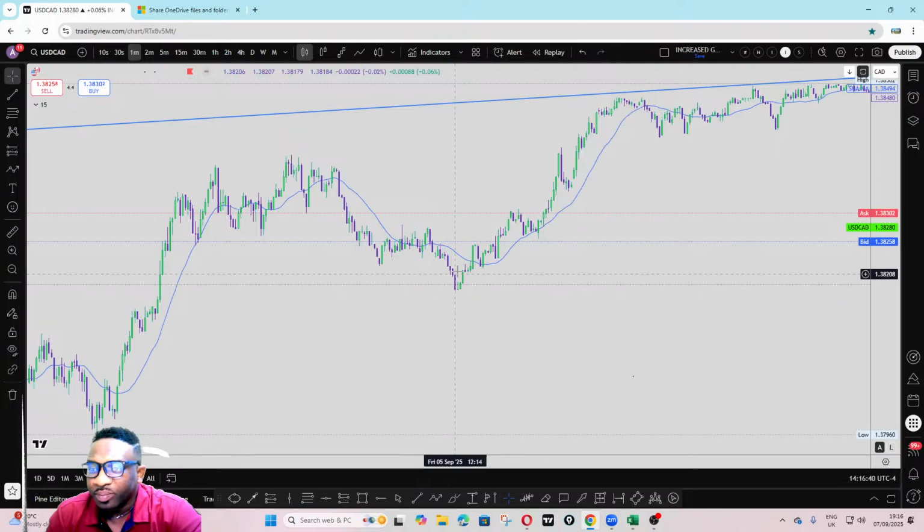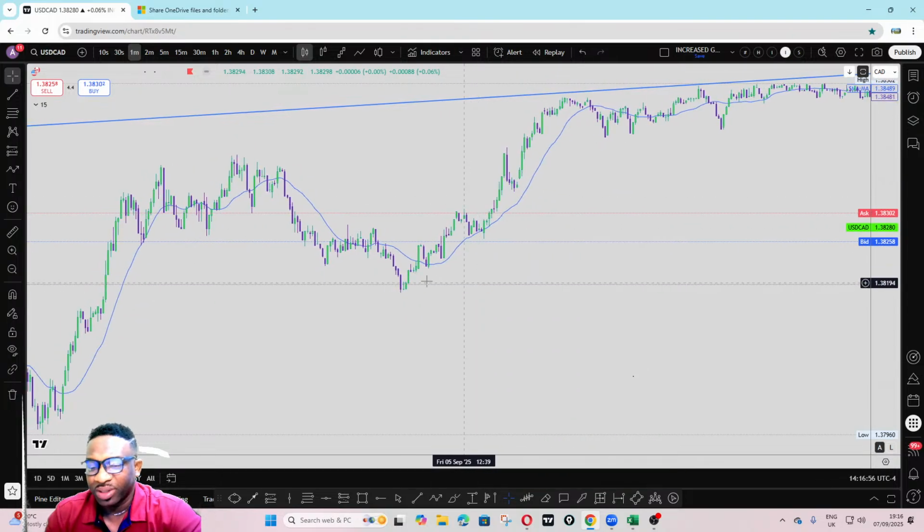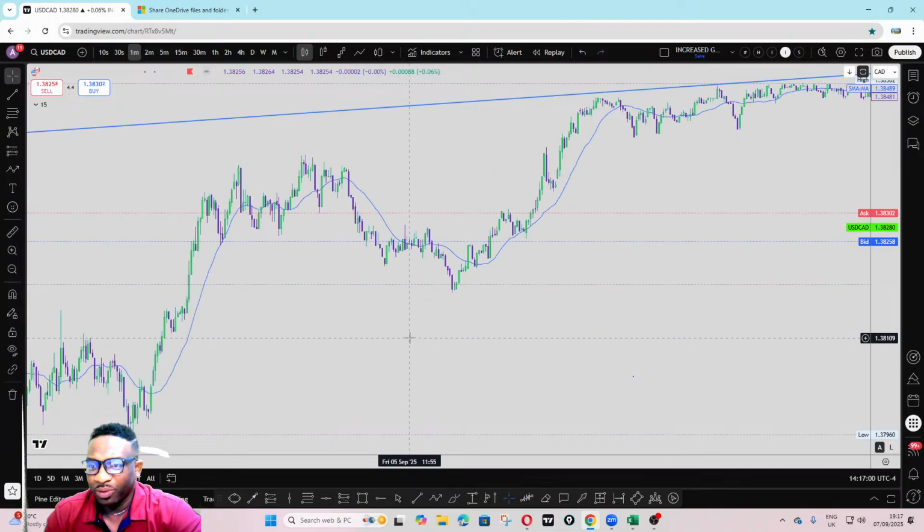We have price pushing up, breaking this structure here. So this is the previous high. We have price breaking above it. It came back, tapped into it, and then made its way back again to continue the trend. So anytime it breaks, so this is on the 1 minute time frame, it doesn't matter which time frame you are on.